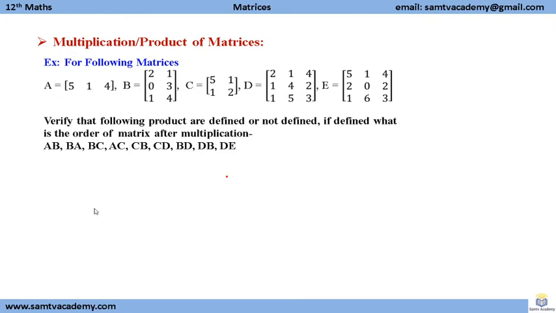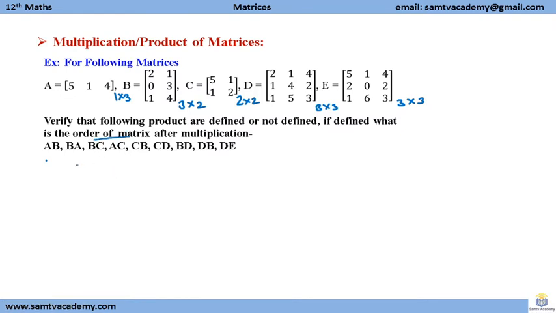Now we will see whether the products of these matrices are defined or not. First we will write the order of these matrices. This is 1 row and 3 columns, so it is a 1 by 3 matrix, this is a 3 by 2 matrix, this is a 2 by 2 matrix, this is a 3 by 3 matrix, and this is also a 3 by 3 matrix. Now let's see whether AB is defined. The question says: verify whether the products are defined or not, and if defined, what is the order of the matrix.